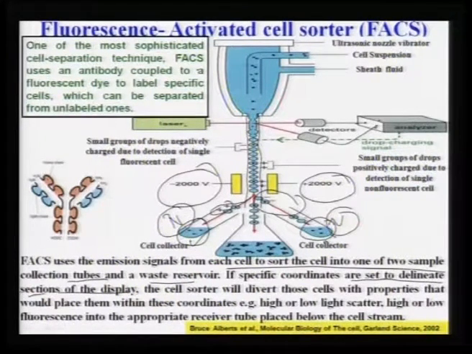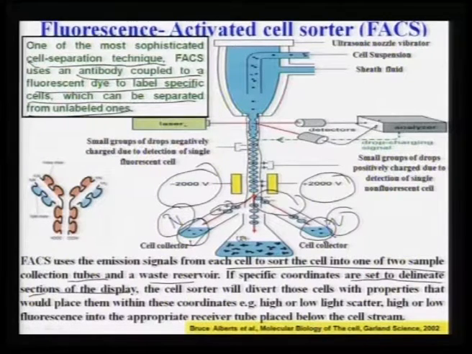So, cell sorter means depending on whether the cells are live or necrotic, this machine will be able to sort the cells, or distribute or distinguish the cells depending on whether they are vital or apoptotic cells. And this is one of the most powerful cell separation techniques. Cell separation means it distinguishes cells depending on whether there is an antibody coupled to a fluorescent dye to label specific cells which are to be separated from the unlabeled ones.